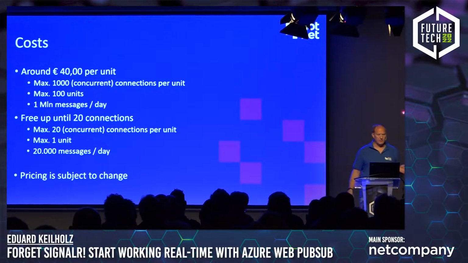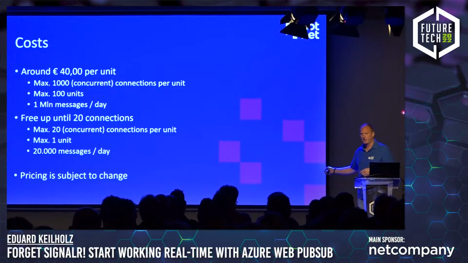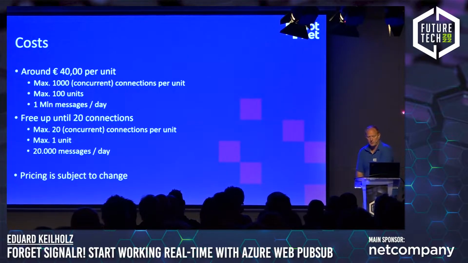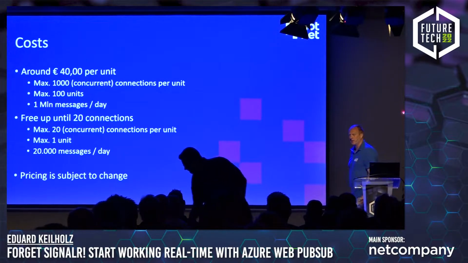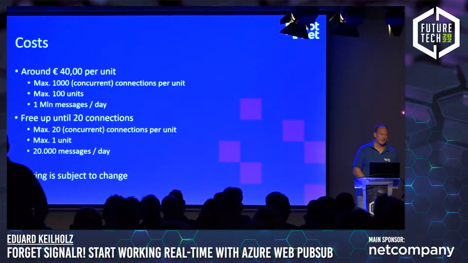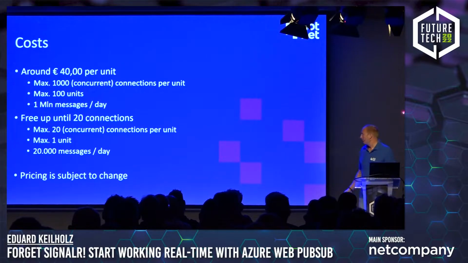If you want to play with SignalR or with Web PubSub, then you can go for the free version, which allows up to 20 concurrent connections. And there's also a limit on the amount of messages per day that you can send. Obviously, this pricing is subject to change, so it's accurate now, but it may not be accurate next week anymore.